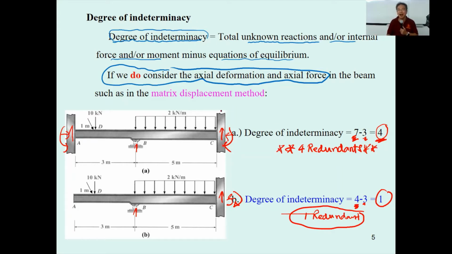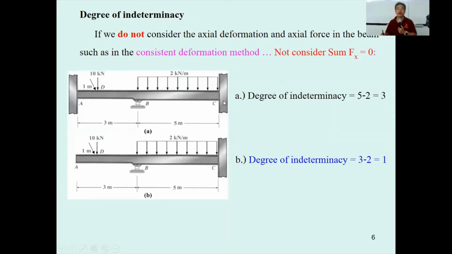This kind of analysis of degree of indeterminacy can be found in the matrix displacement method. Somehow you may not consider the axial force in the beam. If the beam is not subjected to axial force, if the axial force is 0, so the summation of forces in x is 0. The number of equations of equilibrium is reduced from 3 to 2. Now you have only 2 for one free body diagram, right?